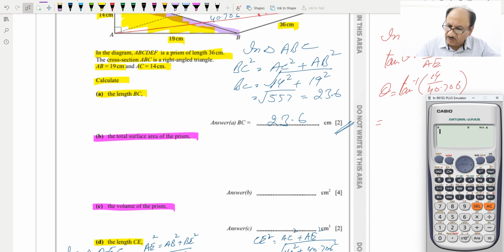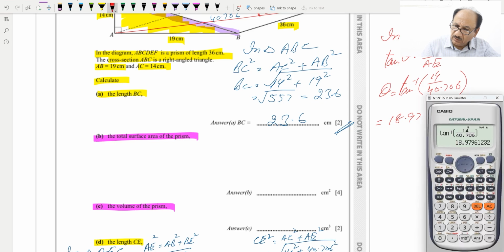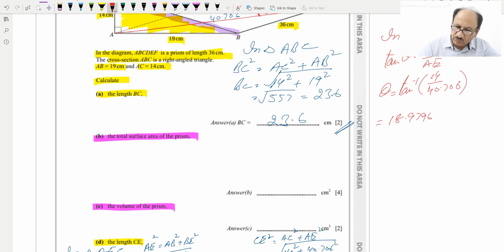So shift tan of 14 over 40.706, and the bracket will be closed, and this is equal to 18.9796. Okay, and then we can round it to 19 degrees.